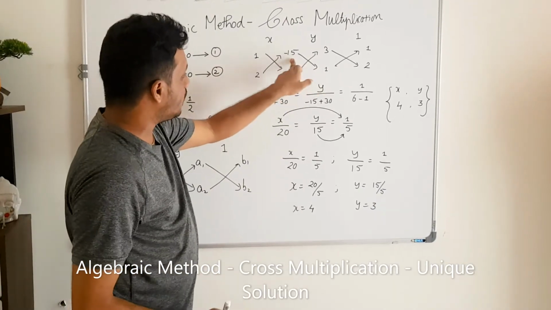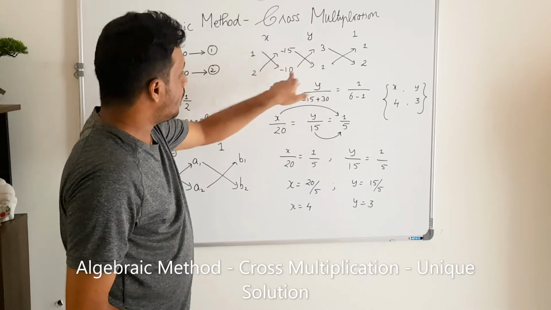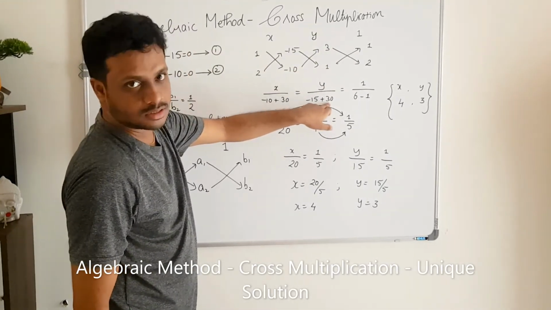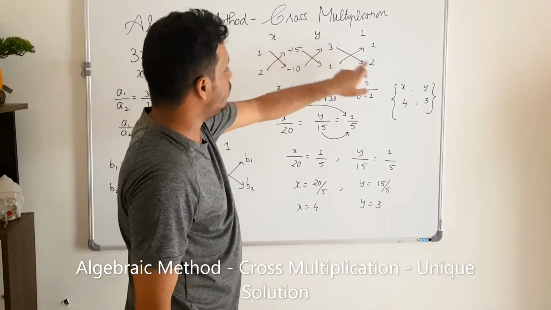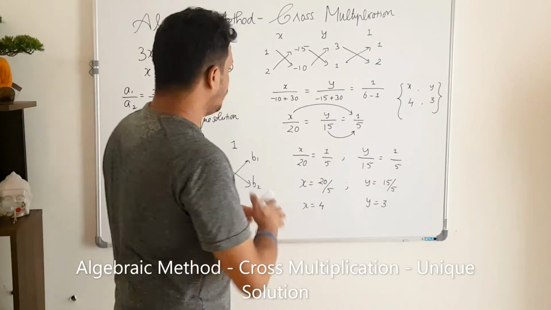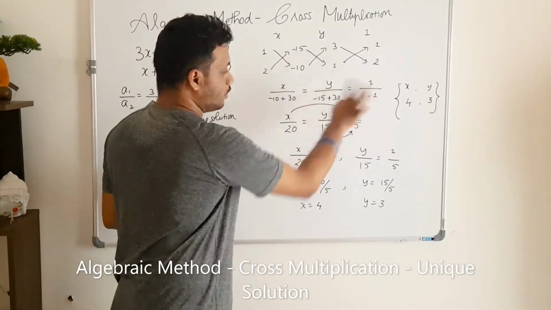Similarly, 15 minus 15 into 1 is minus 15. Minus 10 into 3 is minus 30, because there is a minus in the formula which makes it plus 30. Then here we have 3 into 2, which is 6, minus 1 into 1, which is 1. So what do we do now? We equate x with 1, y with 1 separately.